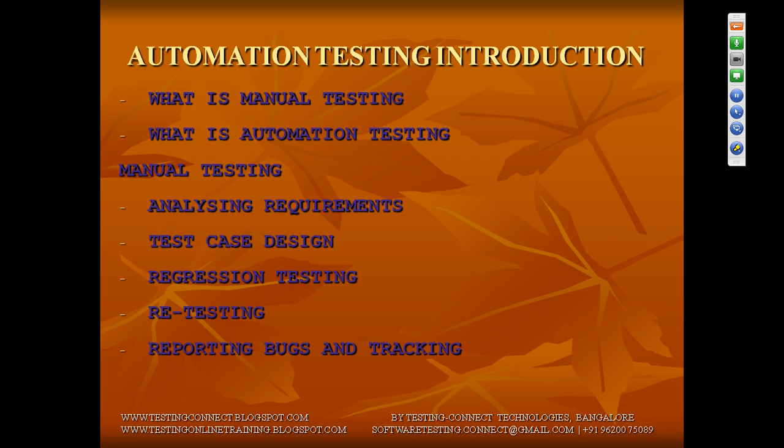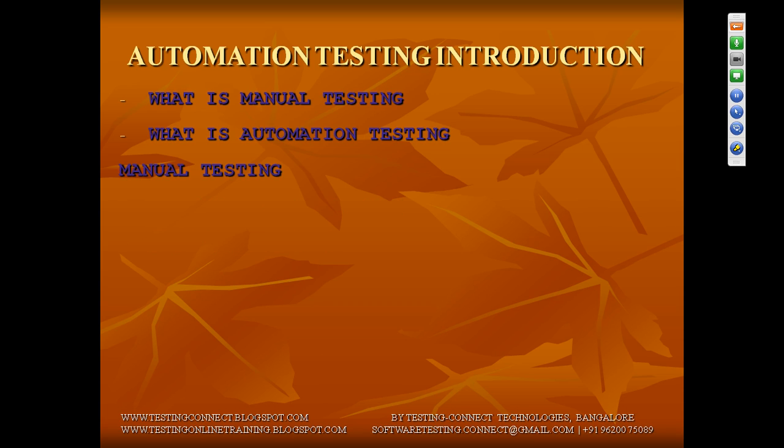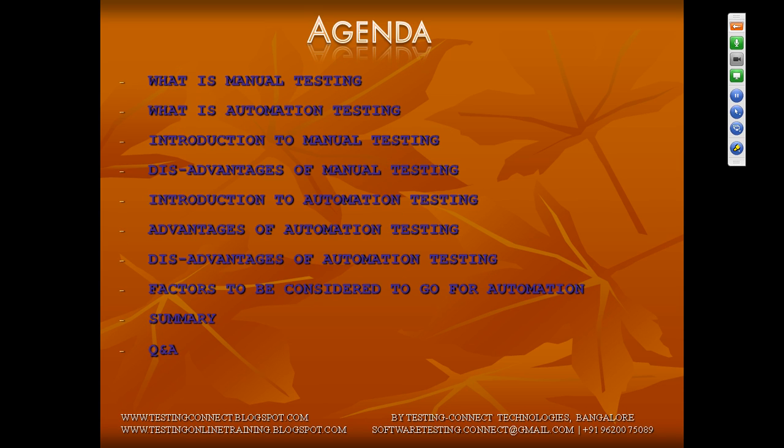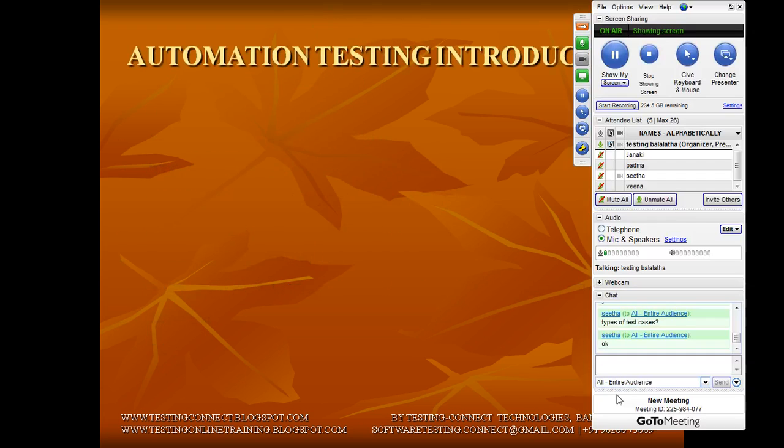I said there are two types of releases for any project: major release and minor release. Minor release means every 1 month, major release means every 3 months. Okay, before going into that, today we'll see what manual testing is, what automation testing is, manual testing disadvantages, automation testing advantages and disadvantages. What factors and criteria you'll consider to go for automation. These are the different things you'll look for.